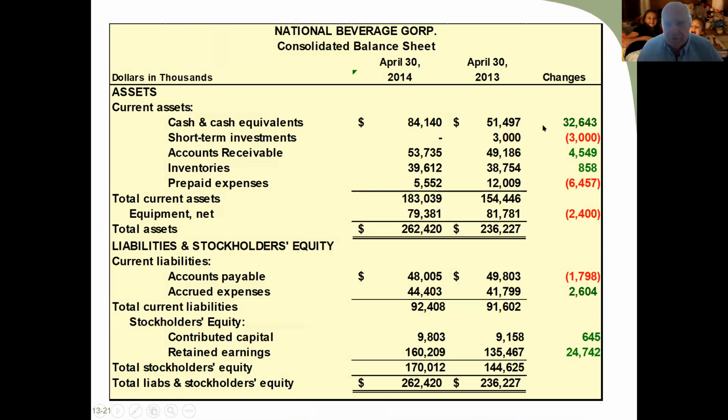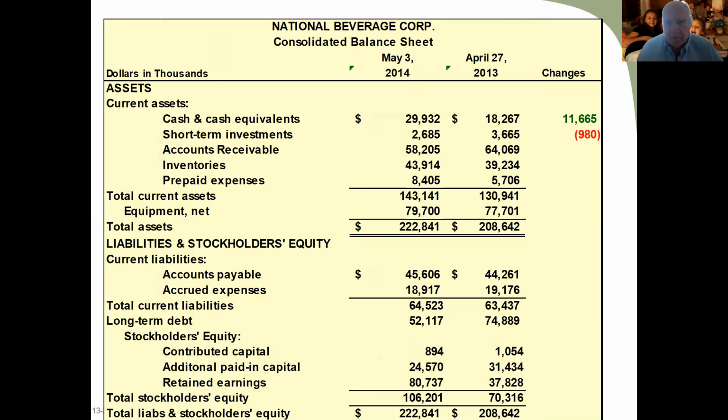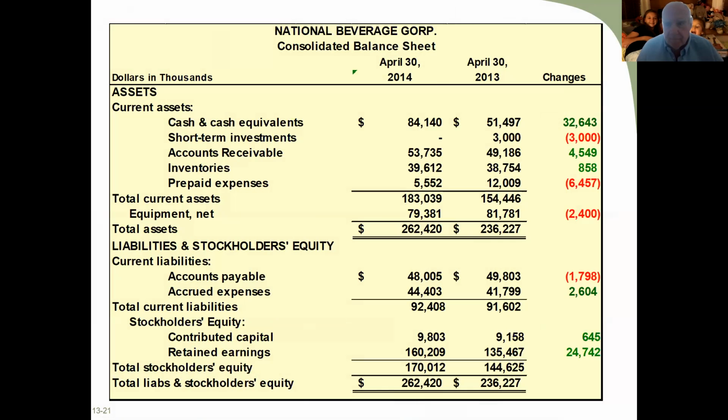Here is the balance sheet. Okay, these are different numbers. There's their balance sheet. And now we're still with National Beverage Company, but they're giving us different numbers now, which is okay. We can improvise. We can do it. So here's a balance sheet. Here are the differences.